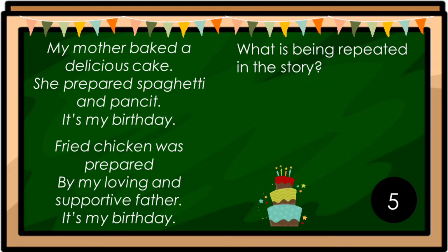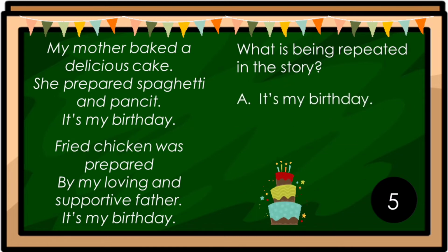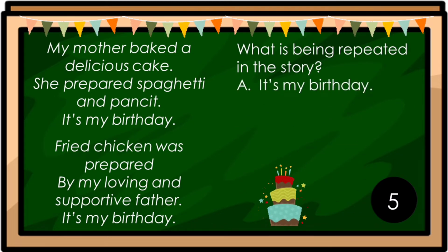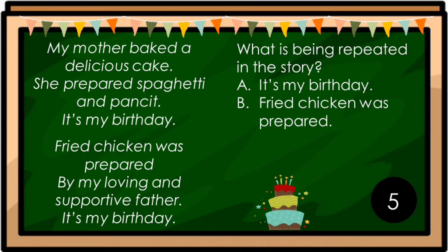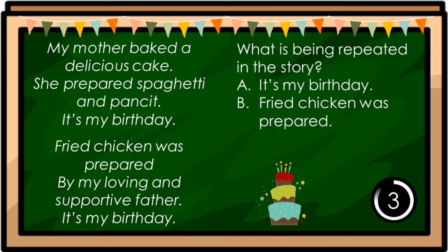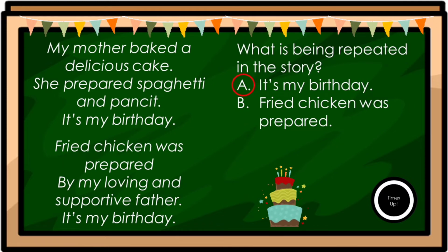First question. What is being repeated in the story? Is it A, it's my birthday, or B, fried chicken was prepared? What is your answer? And the correct answer is A. It's my birthday. So, it's my birthday is being repeated in the story, at the end of each stanza.